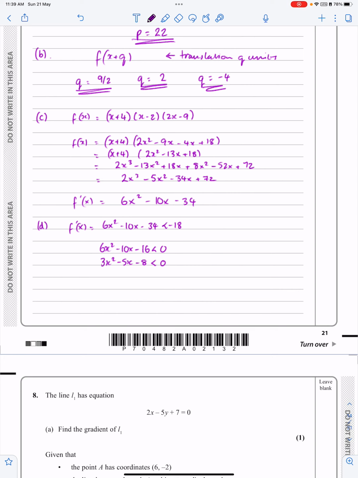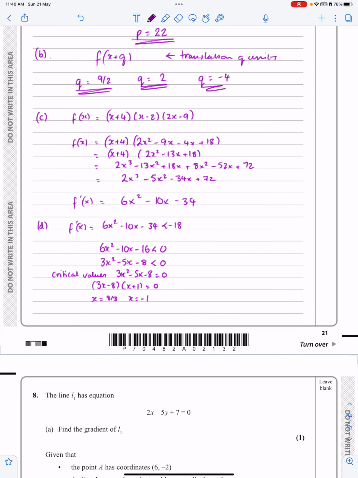And if you're doing it properly, call them critical values. Critical values are just solving the quadratic. So 3x squared, sorry, handwriting's getting a bit dodgy there, minus 5x minus 8 equals 0. That's going to factorize to (3x minus 8)(x plus 1) equals 0, which is going to give me x equals 8 over 3, or x equals minus 1.